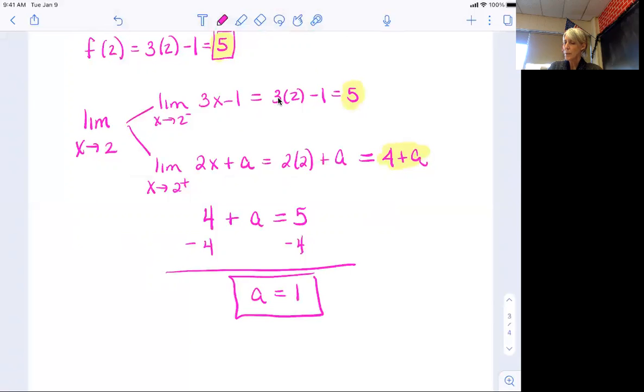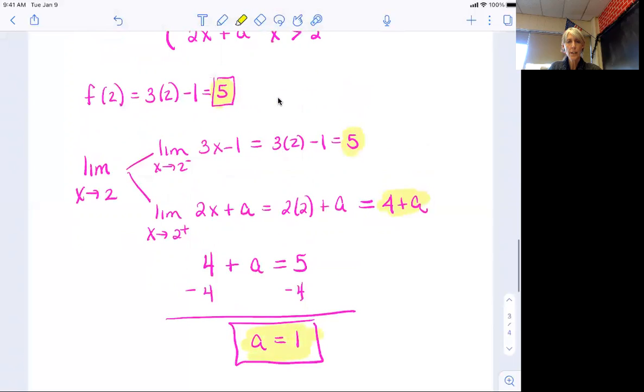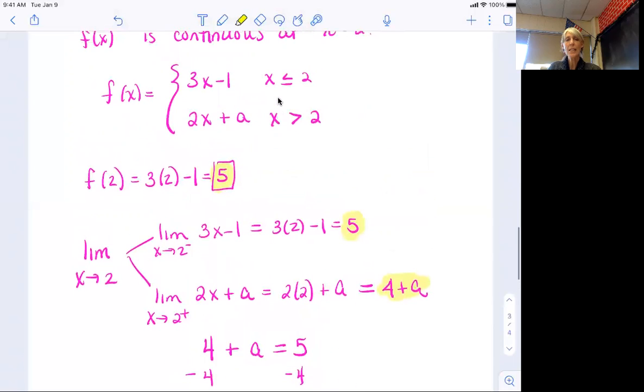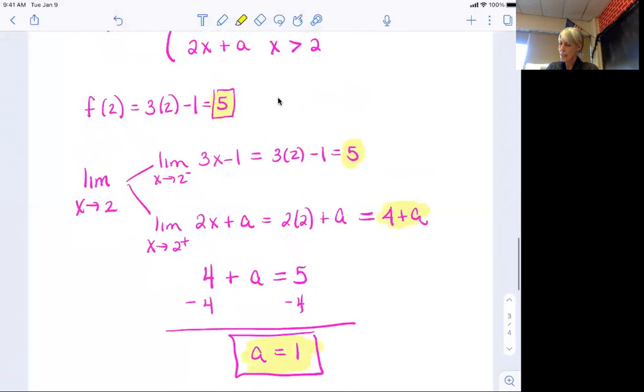So for this example, if a equals 1, the function will be continuous when x equals 2. And here, all you really had to do, right, was set these two guys equal to each other and solve that equation.